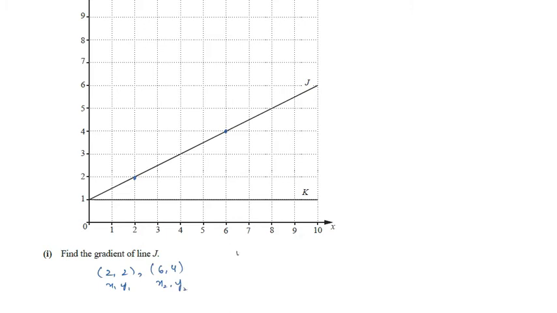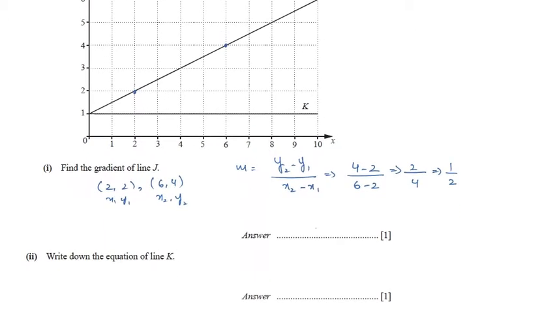If we substitute it in the formula of gradient, it's y2 minus y1 divided by x2 minus x1. So now y2 is 4, minus 2, upon x2 minus x1, which is 6 minus 2. So 4 minus 2 is 2, 6 minus 2 is 4, so it will be 1 upon 2. So the gradient of line J is 1 upon 2. Here we have an answer 1 upon 2.